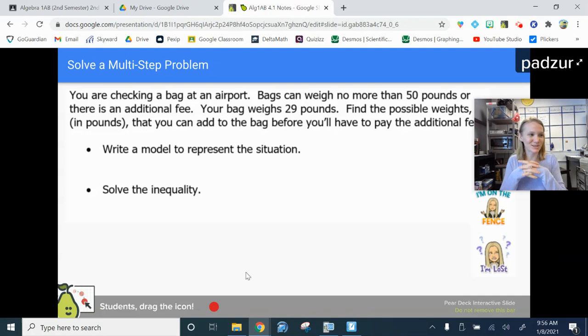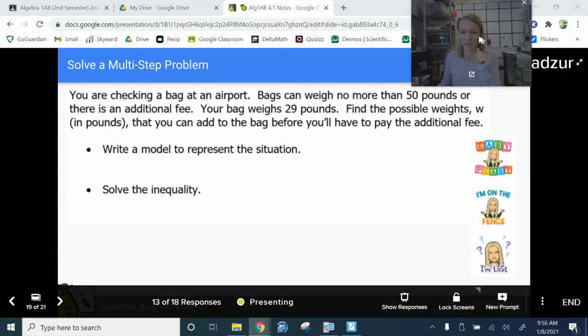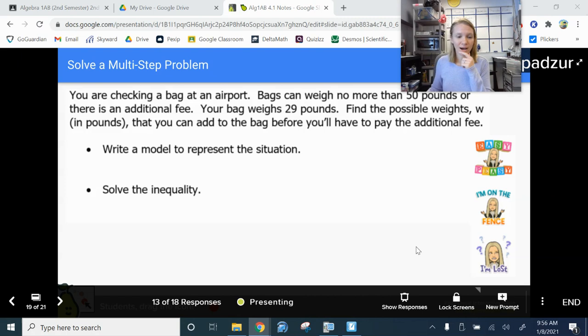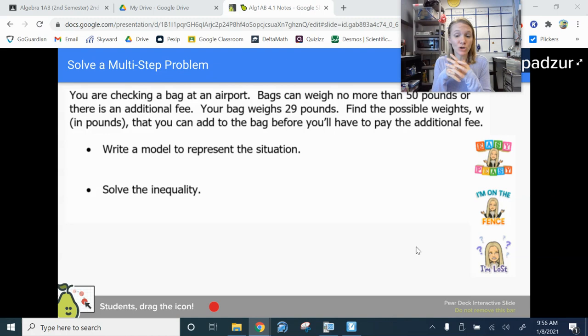And while we're looking at this next one, you're going to see a couple kind of like this on the Delta Math problems here in just a couple minutes. So you're checking a bag at an airport. Bags can weigh no more than 50 pounds or there is an additional fee. Your bag weighs 29 pounds. Find the possible weights W in pounds that you can add to the bag before you'll have to pay the additional fee.